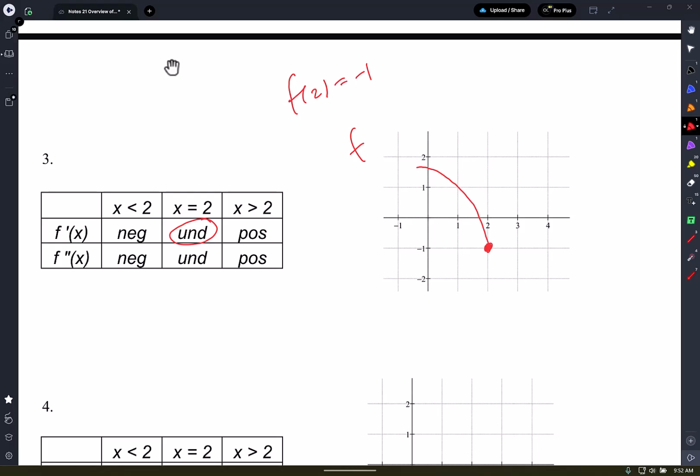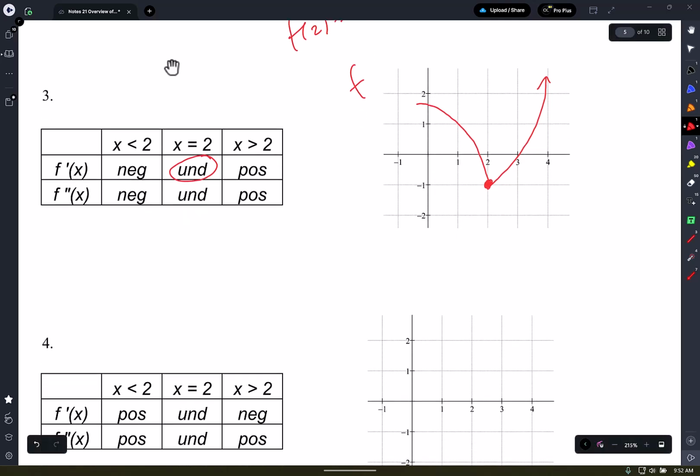When I'm greater than that point, all of a sudden both of them are now positive. So that means I am increasing, concave up. Yeah, it creates like a corner. You guys see that? How do we feel? Okay, let's go to the next.